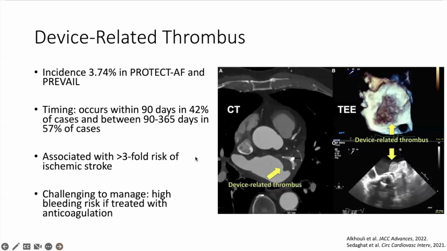This is what it looks like on CT. You can see the device thrombus there, the shadowing there, and then on TEE as well. The arrow is pointing to where the clot is, more clearly probably seen in this image, sitting on the device.